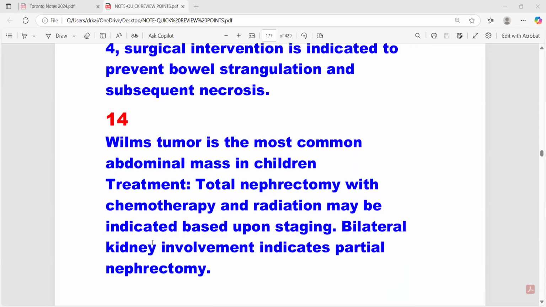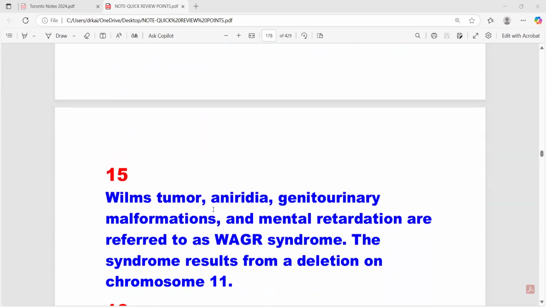Then comes the Wilms tumor. Wilms tumor is the most common abdominal mass in children. Total nephrectomy with chemotherapy and radiation may be indicated based upon the staging. Bilateral kidney involvement indicates partial nephrectomy. Wilms tumor, aniridia, genitourinary malformation, and mental retardation are regarded as WAGR syndrome. See how WAGR syndrome looks. The syndrome results from a deletion on chromosome 11.